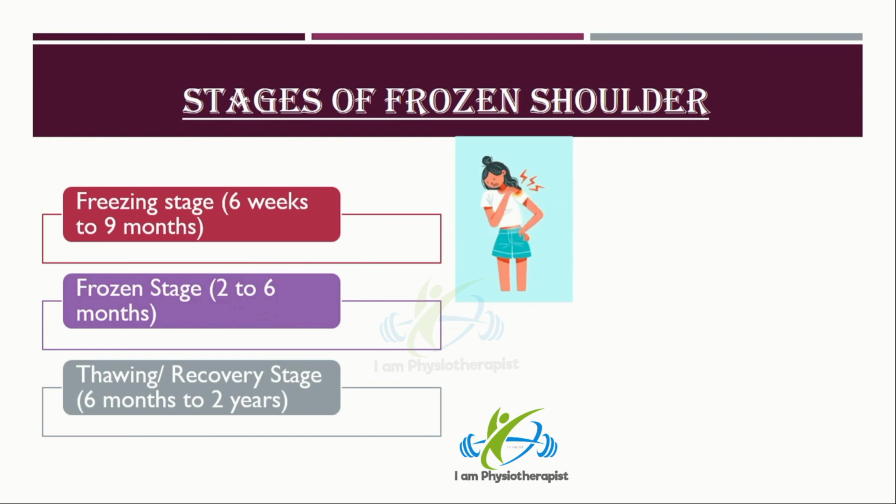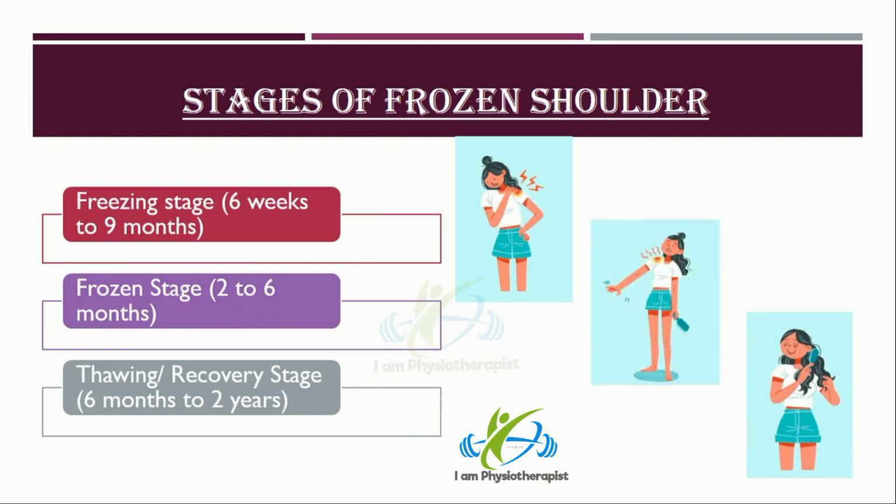Number 1, freezing stage. In this stage, the shoulder becomes stiff and is painful to move. The pain slowly increases. It may worsen at night. Inability to move the shoulder increases. This stage lasts 6 weeks to 9 months.